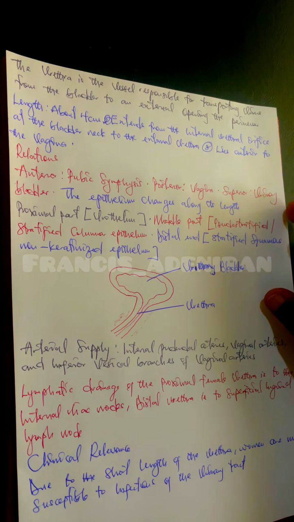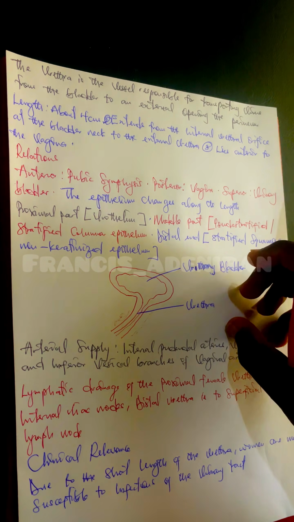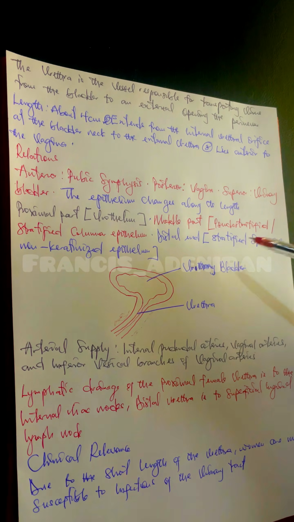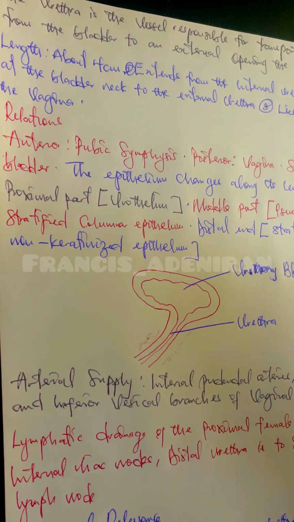Now, it is also worthy of note that the epithelium of the female urethra changes along its length. So the proximal part is lined by urothelium, which is transitional epithelium. Then the middle part is lined by pseudostratified or stratified columnar epithelium, while the distal end is lined by stratified squamous non-keratinized epithelium.